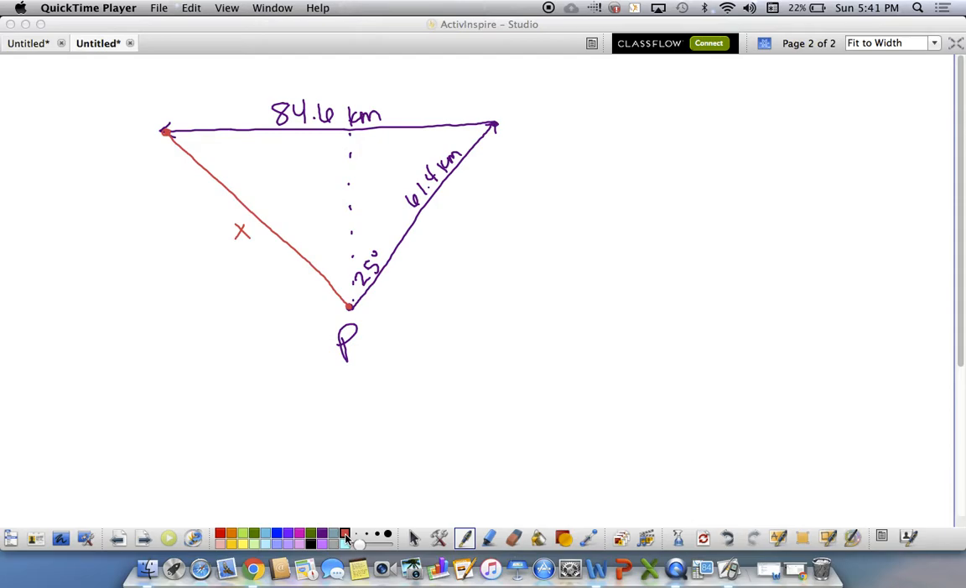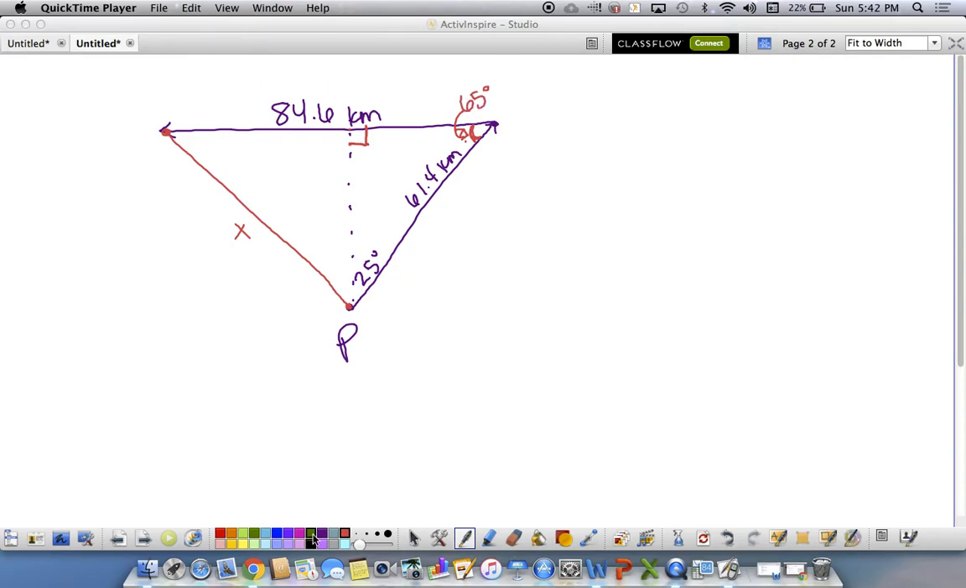We need to figure out an angle and a side opposite. So really, I need to know, what is this angle up here? Question mark. Let's put a question mark, it's fine. By due north and due east, they have to hit at a 90-degree angle. So what is 90 minus 25? That's 65. So this angle right here is 65 degrees.